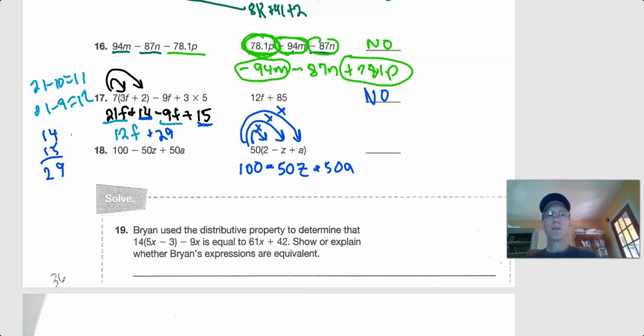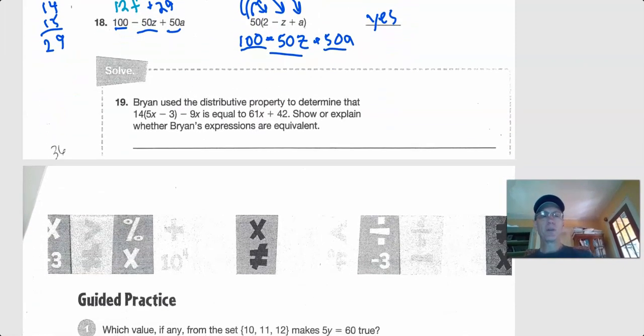Okay. So does that match over here? We got 100 and 100. That matches. Minus 50z, yep. Plus 50a, yep. That's a yes. Okay. All right, so we got one last one to do on this.